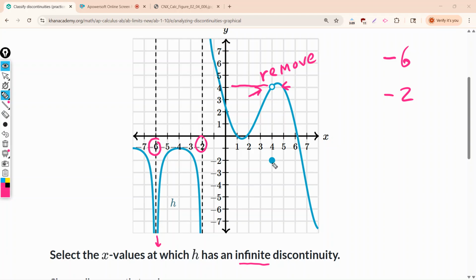It doesn't matter if this point is here or not. The idea is that there's a point that is removed and the graph just keeps going the same way as it would have on either side. So this would have been a removable, but they asked us for infinite. So it's just -6 and -2.